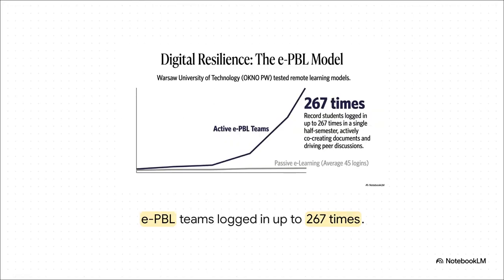And the engagement metrics get even crazier when you look at digital resilience. A recent Warsaw University of Technology case study looked at remote learning models. Passive e-learning models averaged about 45 logins per half semester. But the active ePBL teams, those students logged in up to 267 times. That is a staggering jump. They weren't just clicking around, they were actively co-creating documents and driving peer discussions. It completely shatters the limits of what we thought was possible with remote engagement.